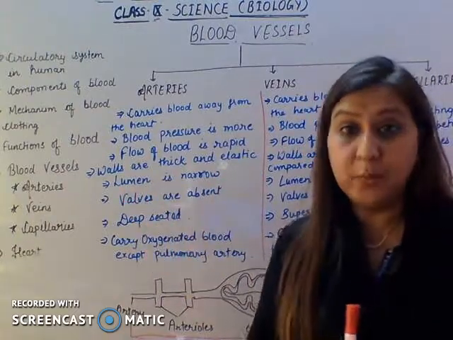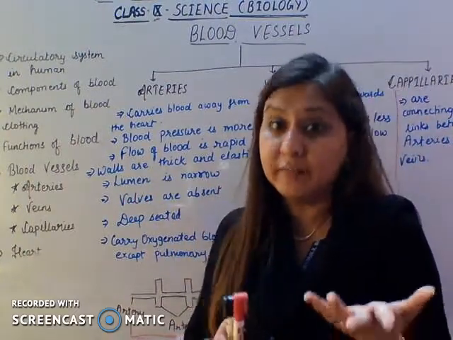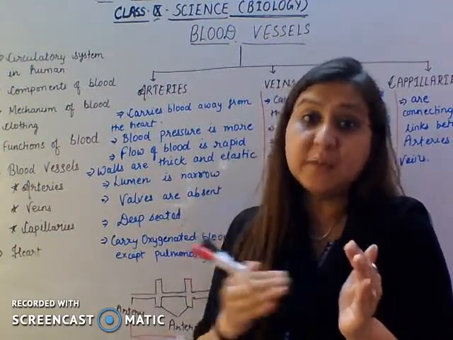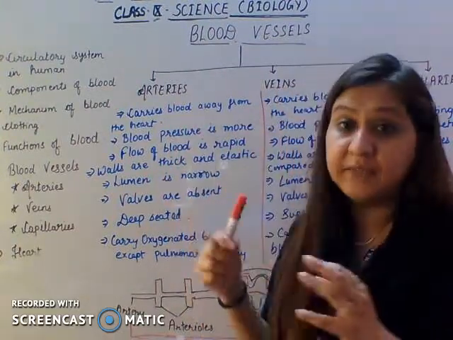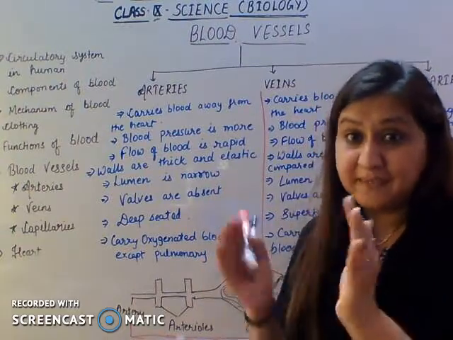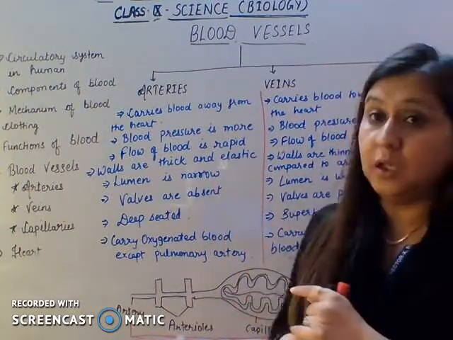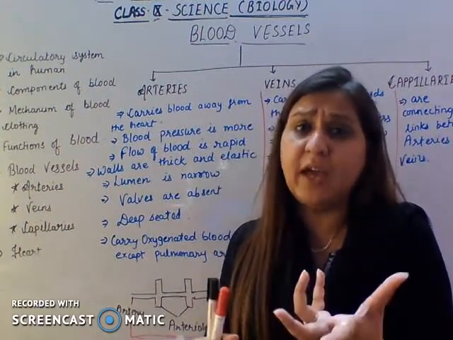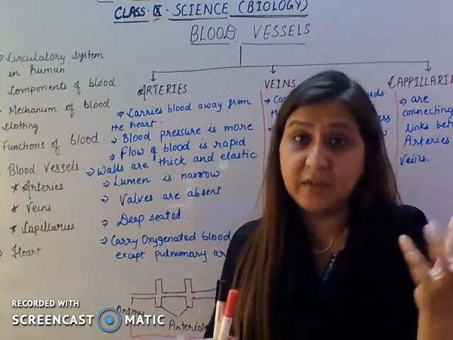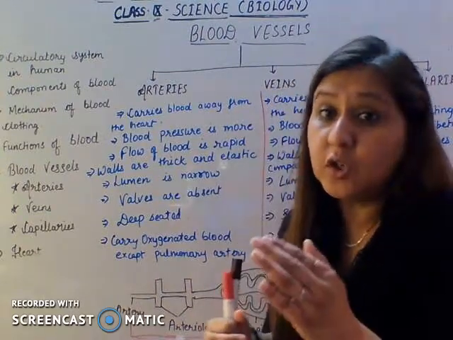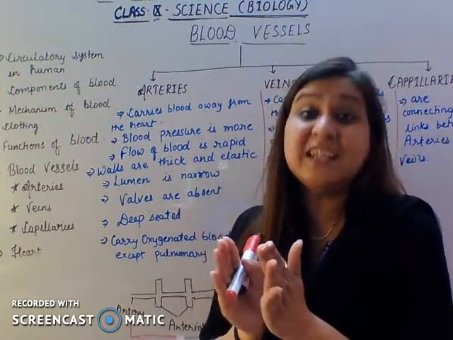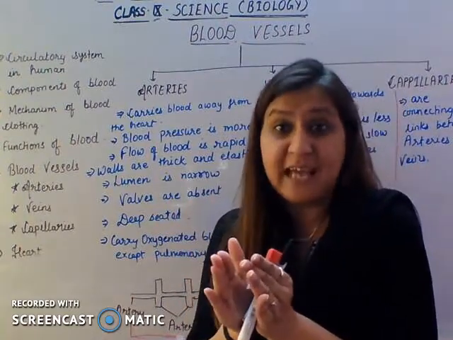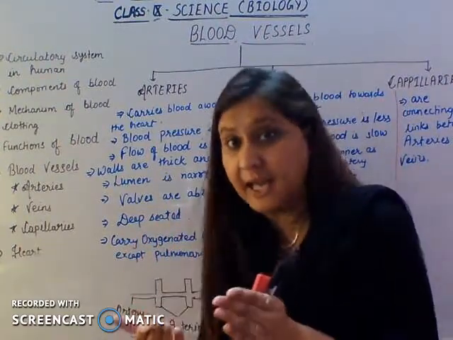Next, lumen is narrow. This is also a reason that the pressure of blood is very high. Lumen means the internal space of this blood vessel, of this artery. Blood vessels are nothing but tubular structures through which the blood is flowing, whether artery, veins or capillaries. So lumen is the internal space. In the arteries the lumen is narrow. If the lumen is narrow, definitely the pressure will also get high.